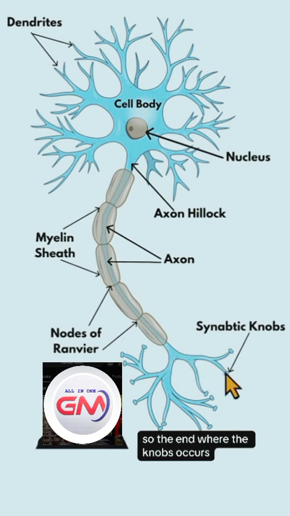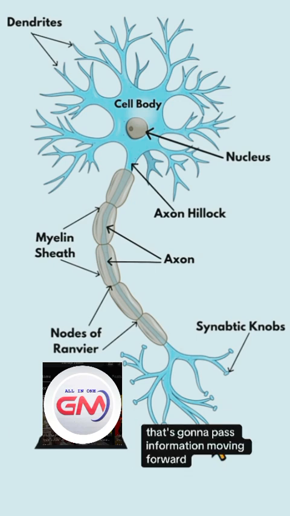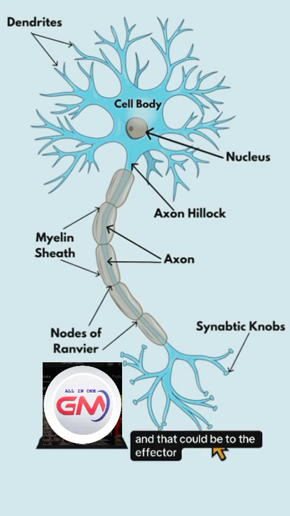So the end where the knobs occur is the end of my neuron that's going to pass information moving forward. And that could be to the effector, the gland, the organ, or maybe to the next neuron. So this is a multipolar neuron.